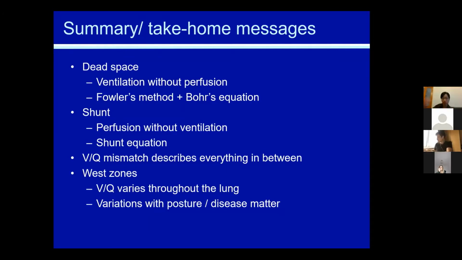So dead space and shunt are the extremes. There are bits in between, so VQ mismatch just draws some nice curves and lines in between. West's zones pull it all together and look at the whole lungs and describe patterns of how this changes throughout the lungs. But like I said, prone patients, lateral patients, acute disease throws it all out.